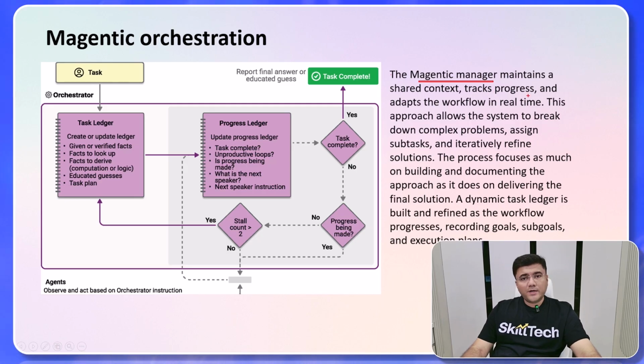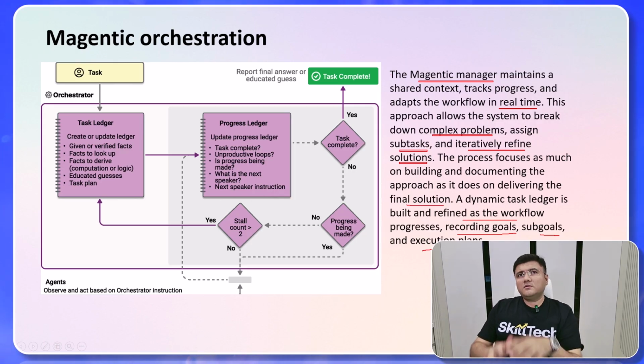It also tracks the progress of the full execution work, and it adapts the workflow in real time based on the user's input and changes. This approach allows the system to break down the complex problem, assign subtasks, and iteratively refine solutions. This process focuses as much on building and documenting the approach as it does on delivering the final solution. A dynamic task ledger is built and refined as the workflow progresses, and it's also going to record the goals, sub-goals, and execution plans.